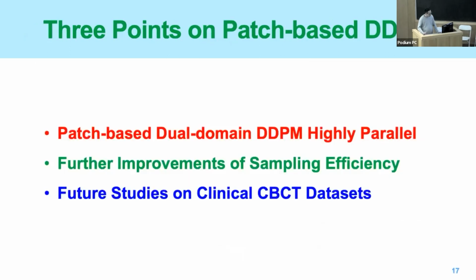To build on this line of work, we have identified three primary avenues for further research and development. Firstly, we will incorporate a dual domain network to further enhance image quality. Secondly, we aim to improve the sampling efficiency. And lastly, we will extend our work to 3D DDPM, allowing us to process 3D cone-beam CT data.